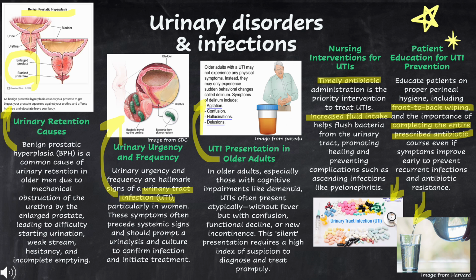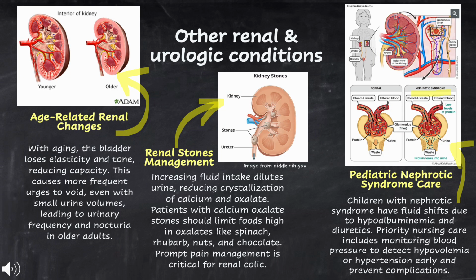This slide highlights a few other renal and urologic considerations across the lifespan. Age-related changes in the urinary system are one aspect. As people age, the bladder's elasticity and tone decrease, which reduces its capacity to hold urine. Consequently, older adults tend to experience urinary frequency, needing to void more often, and nocturia, waking during the night to urinate, even with normal fluid intake. These changes are a common part of aging, though they can impact sleep and quality of life.